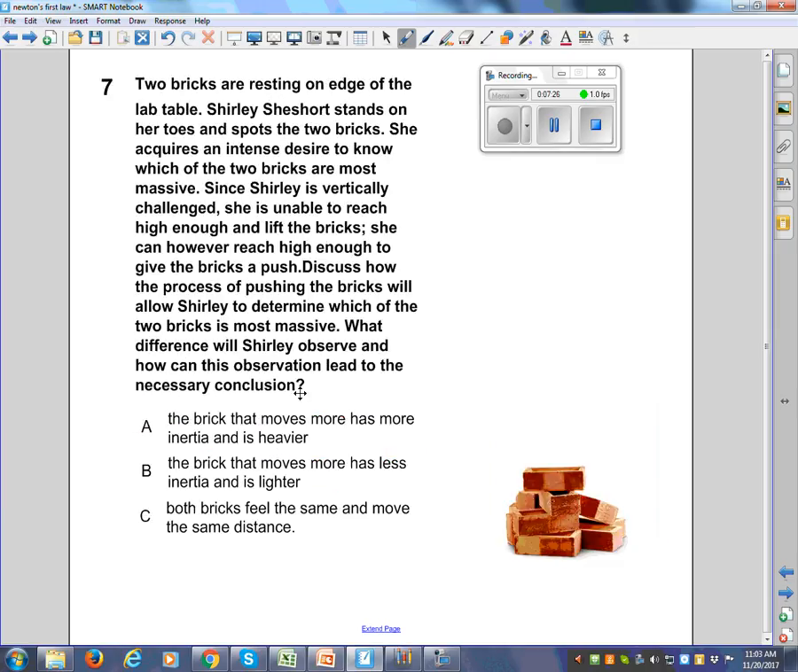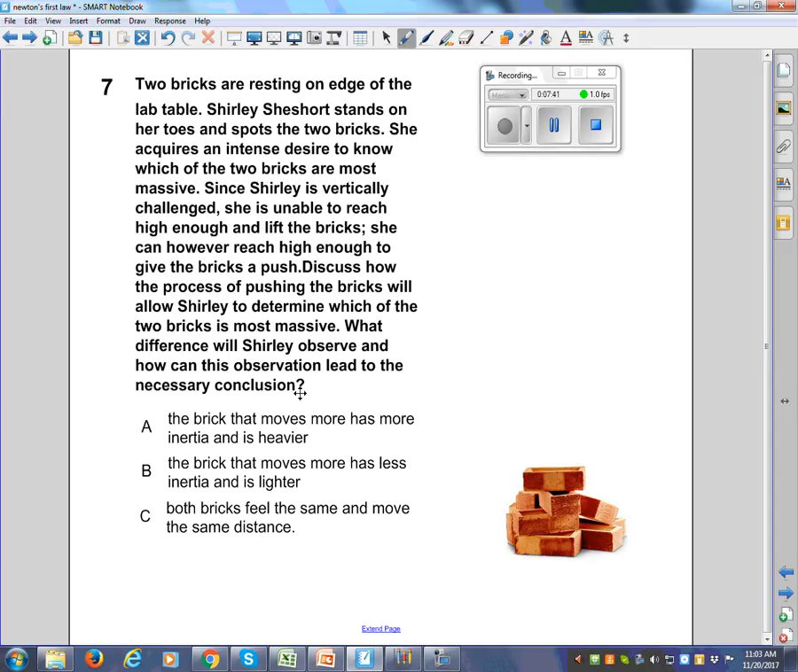Two bricks are resting on the edge of a table. This is a lot of reading. Surely she's short. Thank you. I didn't write them. I just admired them. Shirley stands on her toes and spots the two bricks. She acquires an intense desire to know which of the two bricks is most massive.